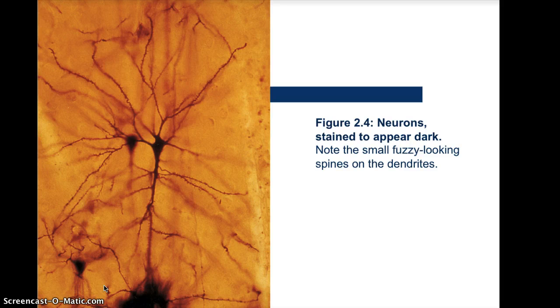Here's a stain of a neuron, or two or three or four. So these are all neurons. That's the cell body, the soma of the neuron. And here's the dendritic branching. And you can see these look a little fuzzy. Those are the dendritic spines.